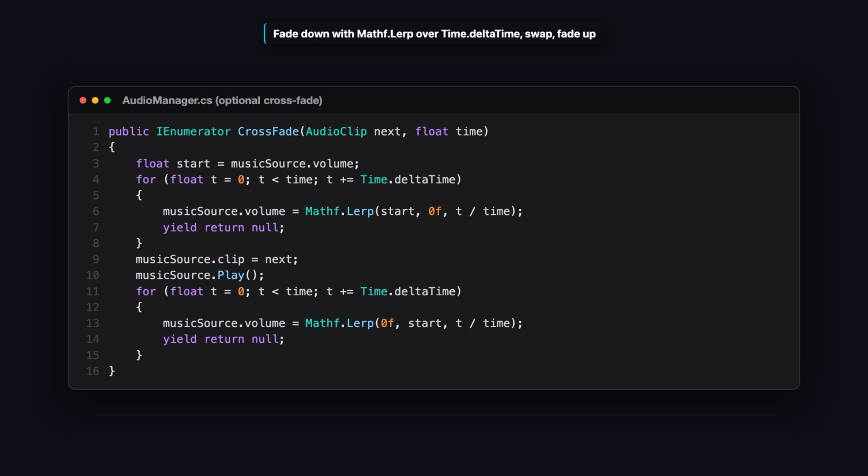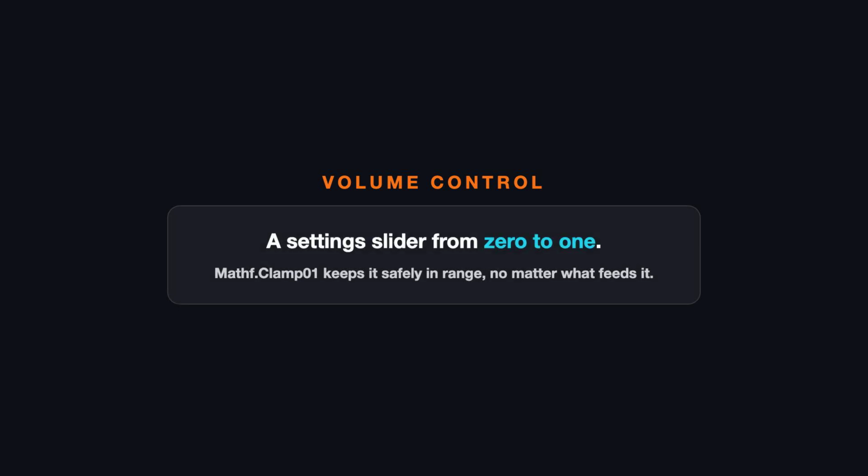Same clip guard for the simple swap, a lerp coroutine when you want a smooth blend. Your music never restarts itself, and never cuts out harshly. Last piece, volume control, so a settings slider can drive this.